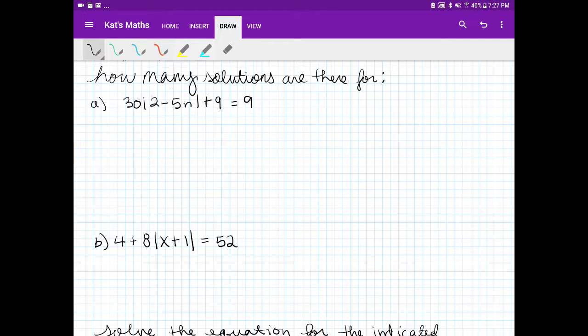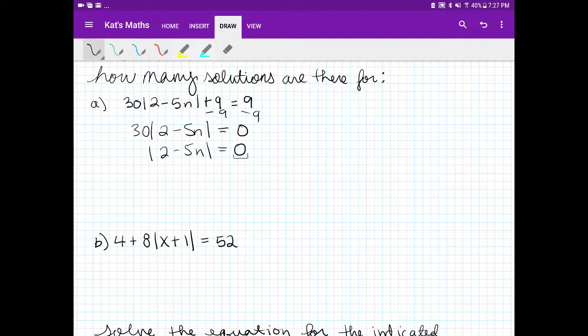So we want to get the absolute value by itself. We'll subtract 9 from both sides. 30 times the absolute value of 2 minus 5n equals 0. Divide by 30. The absolute value of 2 minus 5n equals 0. So usually with absolute value problems at this point, you drop the bars and write two equations, one with the positive value here and one with the negative value.